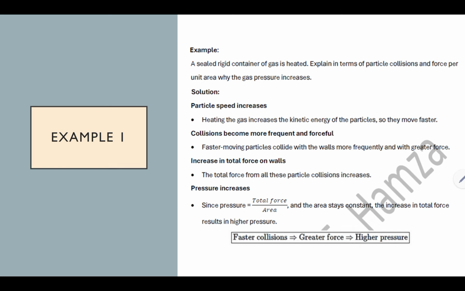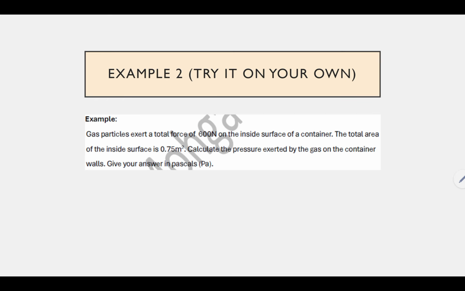Here's another example. A sealed rigid container of gas is heated. I explain in terms of particle collisions and force why the gas pressure increases. Like we said, when there is a faster collision, there is greater force, and since pressure is force over area, there will be higher pressure. Try this one on your own.